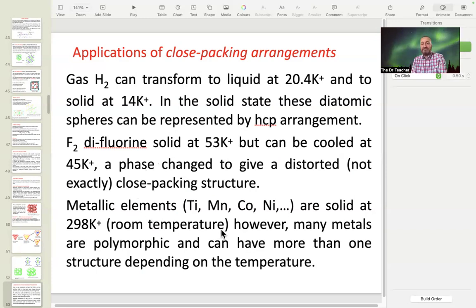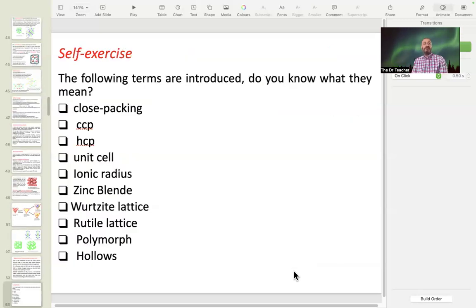Metallic elements, titanium, manganese, cobalt, nickel, are solid by themselves at 298 Kelvin, which is room temperature. However, many metals are polymorphic and can have more than one structure depending on the temperature. So now we come to the monomorph. It means having only one structure, whereas polymorphic compounds have more than one structure. It depends on the temperature.